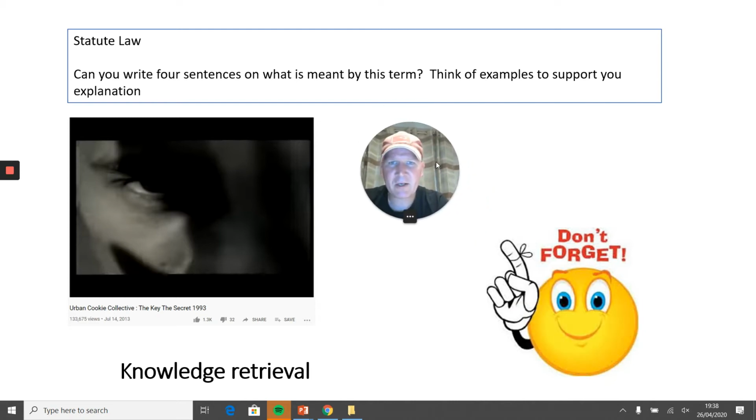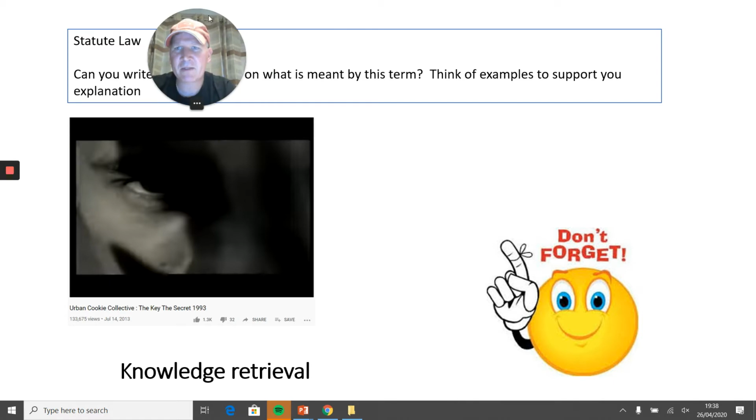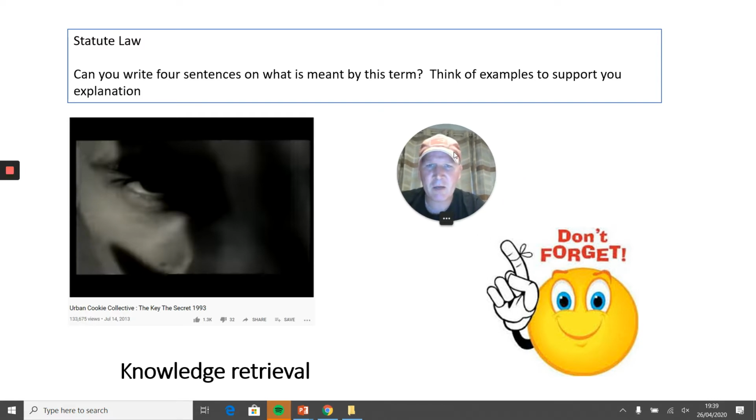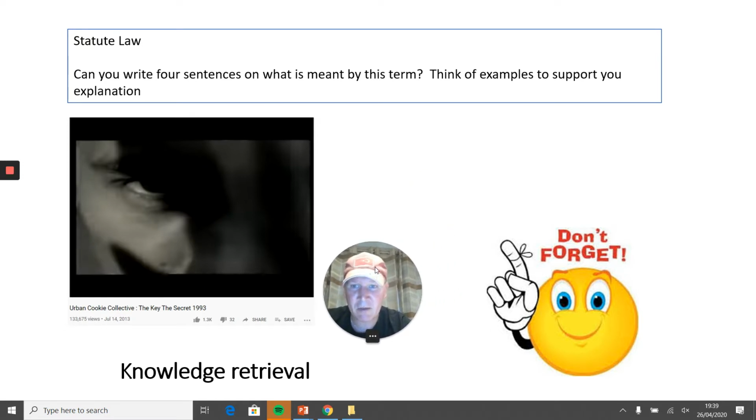We're back on our set of lessons on the judiciary. But to begin with, we need to know about statute law. Okay, we're going to do a retrieval on that. Can you write 4 quality sentences on what is meant by this term? Think of examples and support your explanation.